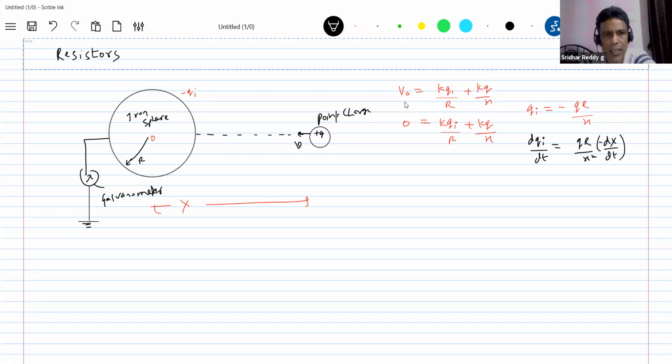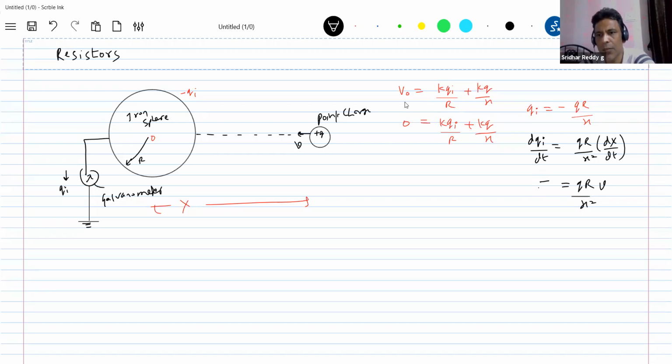So what charge will flow here? The positive charge will be continuously flowing through this. If you are considering the movement of positive charge, I'll eliminate all that. So this will become QR by x square into V. This is called the rate of flow of charge. I'll call this electrical current.